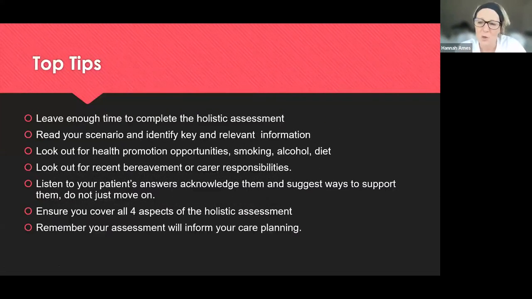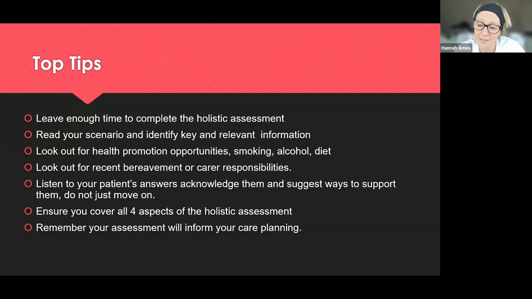So my top tips for the holistic assessment part of your assessment station is to make sure you leave enough time to complete the holistic assessment. It is a marked part of the marking criteria, and if you do not cover it, you will fail. Read your scenario and identify key and relevant information. Look out for health promotion opportunities, so smoking, alcohol, diet. Make sure you acknowledge and address those. Look out for a recent bereavement or any care or responsibilities at home which you need to alert additional services to, so that person at home is also safe.